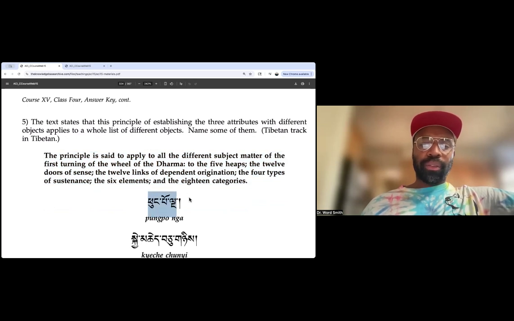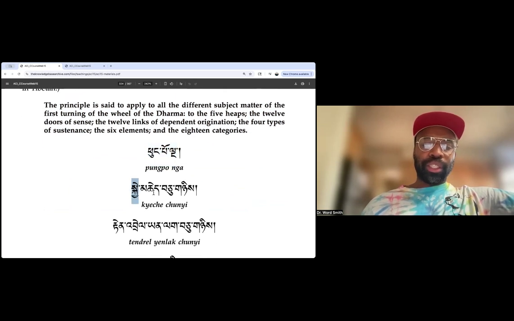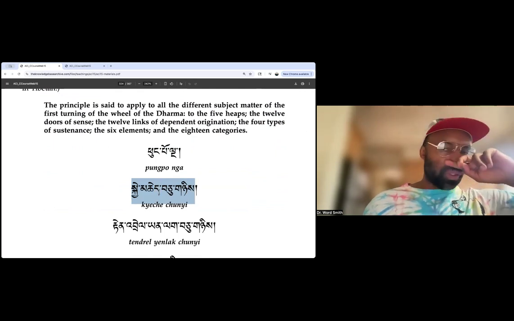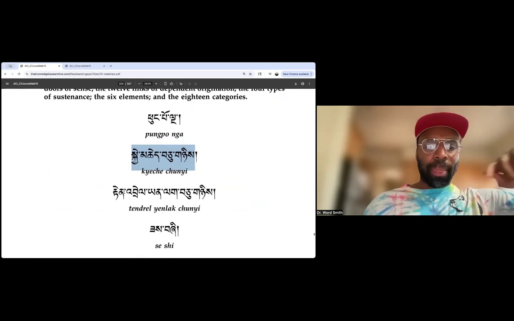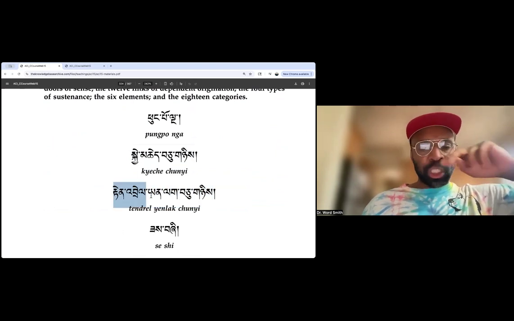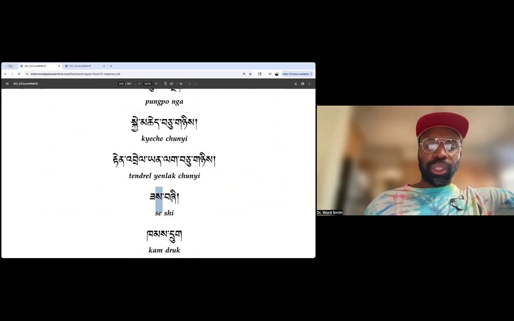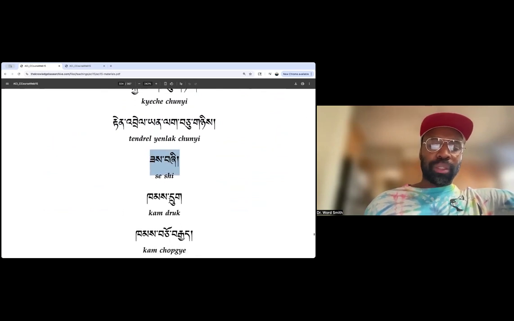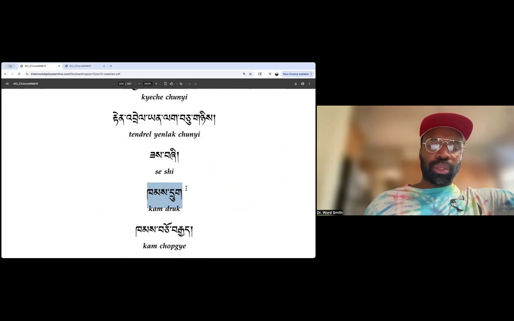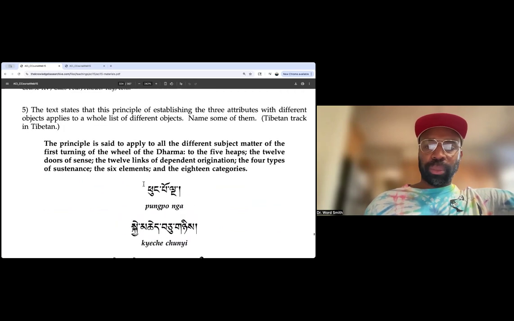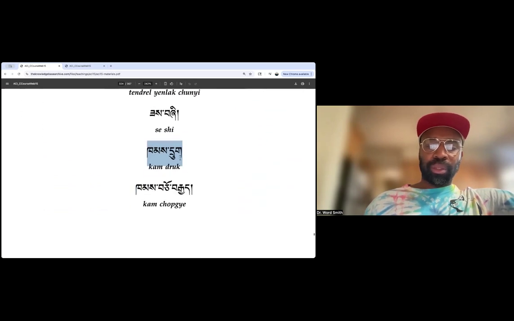Pongpong nga, the 5 heaps. Keche chini, the 12 doors of sense. Tendra yennak chini, the 12 links of dependent origination. Se shi, the 4 types of sustenance. Kam druk, the 6 elements. And Kam chopke, the 18 categories.